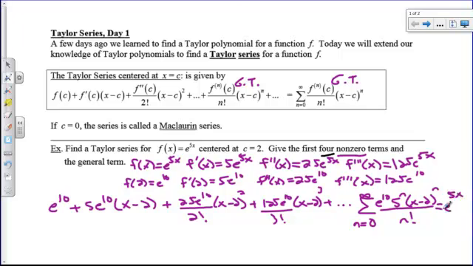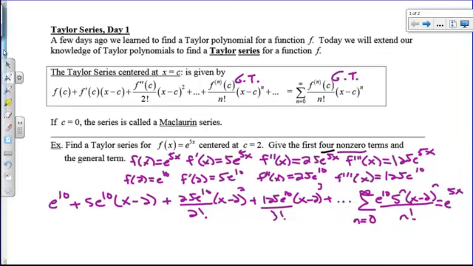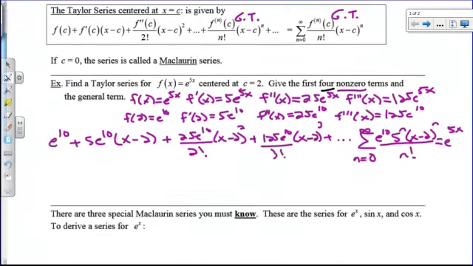Now yesterday we did an interval of convergence, and so I would need to say it equals or converges to e to the 5x. Does it converge for all real numbers? Is it a certain interval? Does it only converge at the center? That was yesterday, but for now we've written the Taylor series.